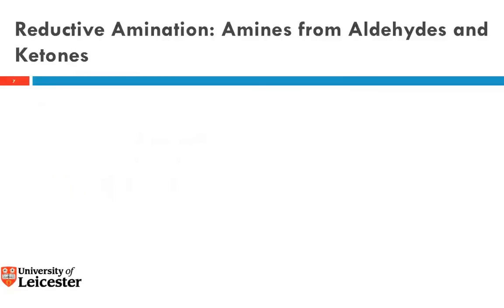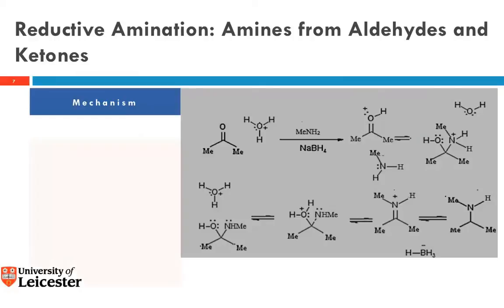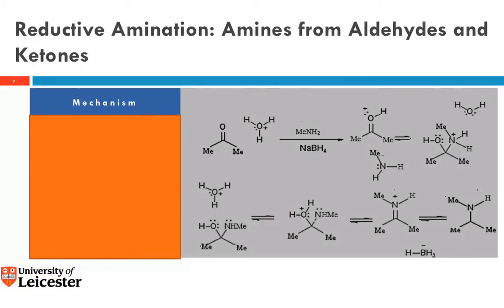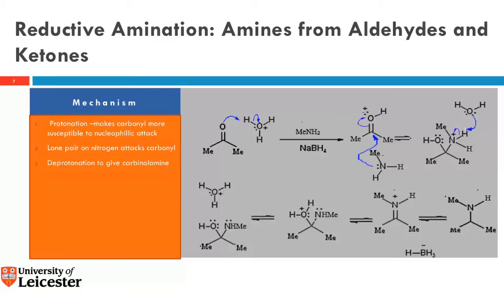Now let's look at the mechanism. Here we're looking at the reaction of propanal with methylamine. The reaction is catalyzed by acid. In the first step, protonation of the oxygen atom occurs to make the carbon of the carbonyl more susceptible to nucleophilic attack. The nitrogen lone pair of methylamine attacks the carbon, breaking the carbon-oxygen double bond. The cationic intermediate is then deprotonated to give a carbinolamine.